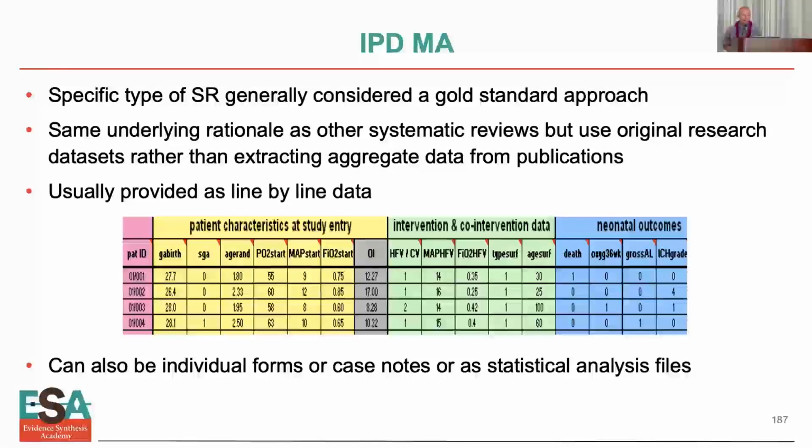So for example, here's a data set where you have the patient ID, and then you have information about the patients at study entry, and then you have information about the interventions they were given, and then you have some information about some of the outcomes. And this is patient by patient. So now I don't just know what the relationship is, that so many people in the intervention group had this outcome and so many in the control group had this outcome. I know exactly what each patient had in this study.